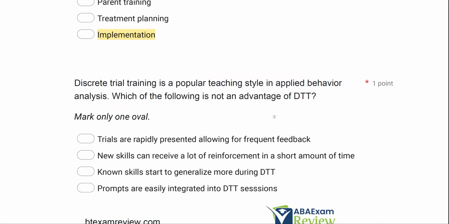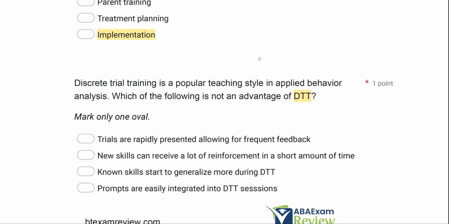Discrete trial training is a popular teaching style in applied behavior analysis. Which of the following is not an advantage of DTT? All right, so when we talk about discrete trial training and DTT, it really is one of the most common ways to teach in ABA. And typically it occurs at a table where we have a very controlled setting. We deliver a lot of instruction and a lot of feedback in a rapid manner.